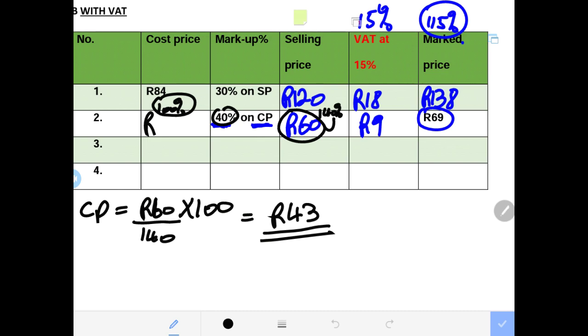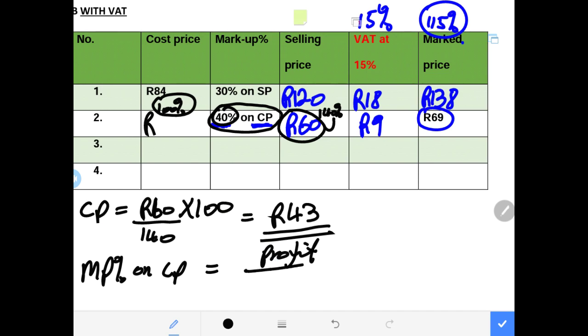Now let us take it then in the method of calculating the markup percentage. We are calculating MP percentage. We know that MP percentage, which is markup percentage, is 40%, and it is on cost price. We are calculating that it will be profit.